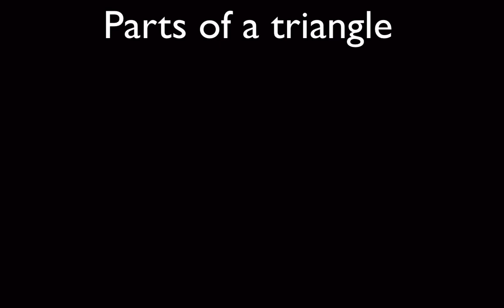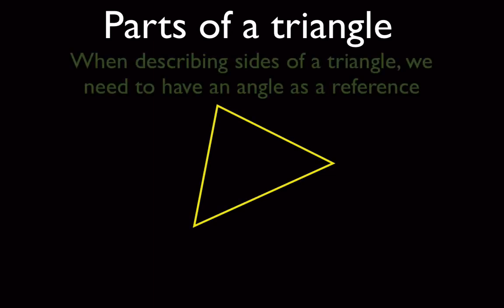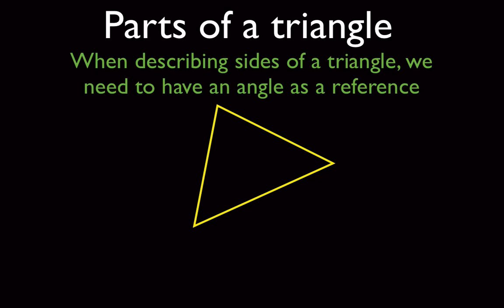Okay, so the next thing we're going to do is talk about the parts of a triangle. You're already thinking you probably know what the parts of a triangle are. But here I want to talk specifically about sides of a triangle, usually relative to an angle. So when we look at our triangle right here, the first thing we need is an angle as a point of reference. As you probably remember, a triangle has 3 sides, but in addition to that, every triangle has 3 angles. And we want to compare the sides to the angle that we're talking about.